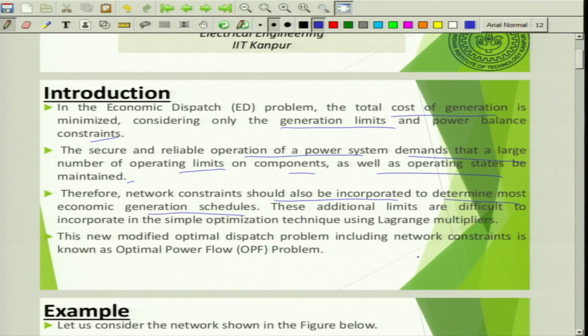These additional limits are difficult to incorporate in the simple optimization technique using Lagrange multipliers. Using the conventional Lagrange multiplier based economic dispatch problem, we can find the most optimal generations, but considering all these network constraints, things will be very tedious and it may not be possible using Lagrangian multipliers. So this new modified optimal dispatch problem including network constraints is known as the optimal power flow problem.